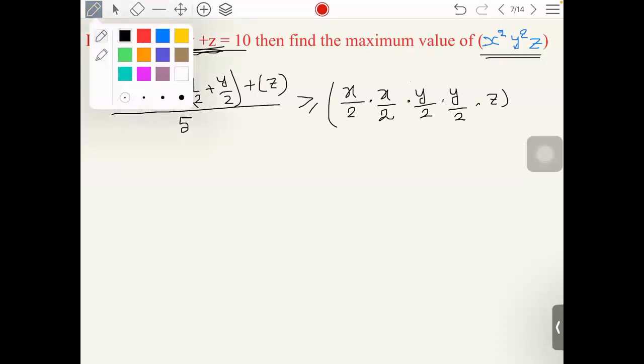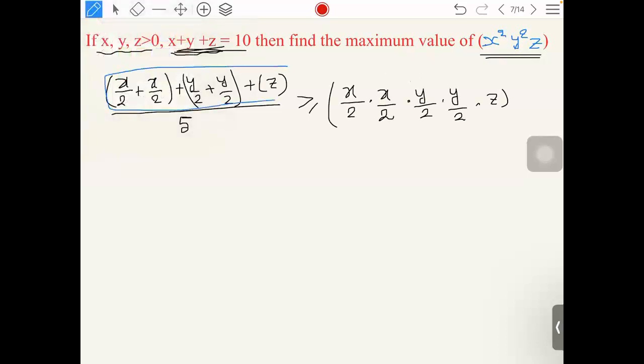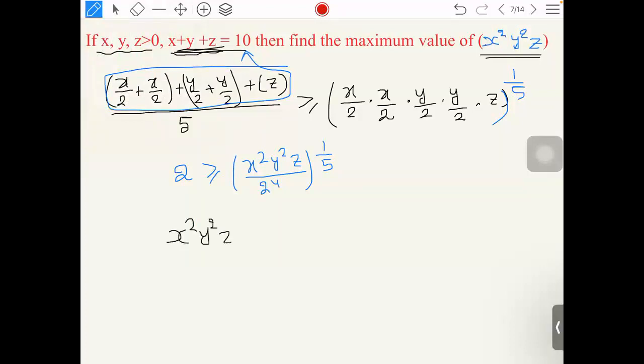Now, we can replace this entire numerator with 10. So 10 by 5 means 2 is more than or equal to x square, y square, z. This should be 1 by 5 here, raised to 5th power, z divided by 2 raised to 4 into 1 by 5. Or we can write x square, y square, z less than or equal to 2 to the power 5 into 2 to the power 4.